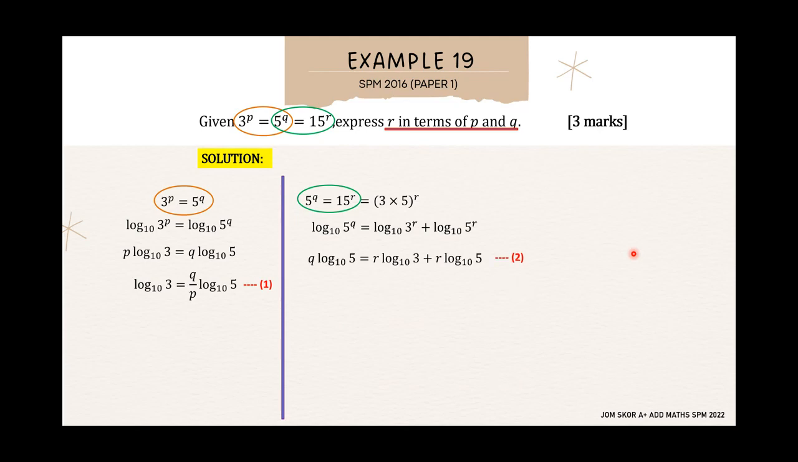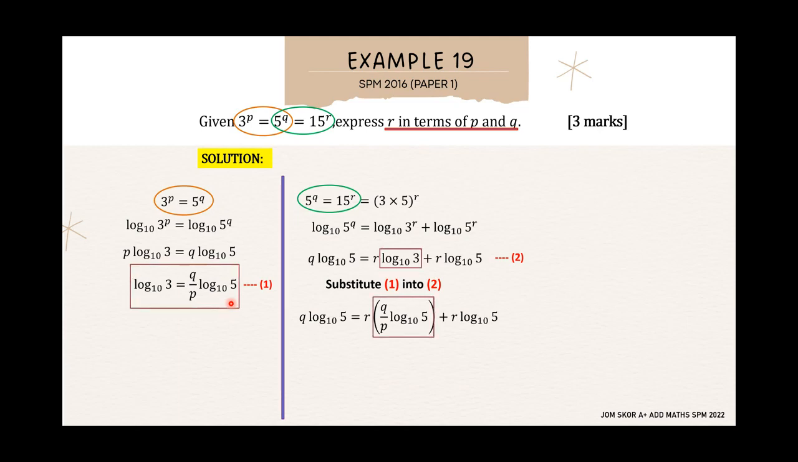Okay, kita ada equation yang pertama. Equation yang pertama ada log 3 base 10. Equation yang kedua, kita ada log 5 base 10, q log 5. So next step adalah teacher akan substitute equation number 1 into equation number 2. Maksudnya dalam equation yang kedua, bila teacher jumpa saja log 3 base 10, teacher akan ganti dengan q over p log 5 base 10. Okay. Nampak yang ni? Kita masukkan di sini.